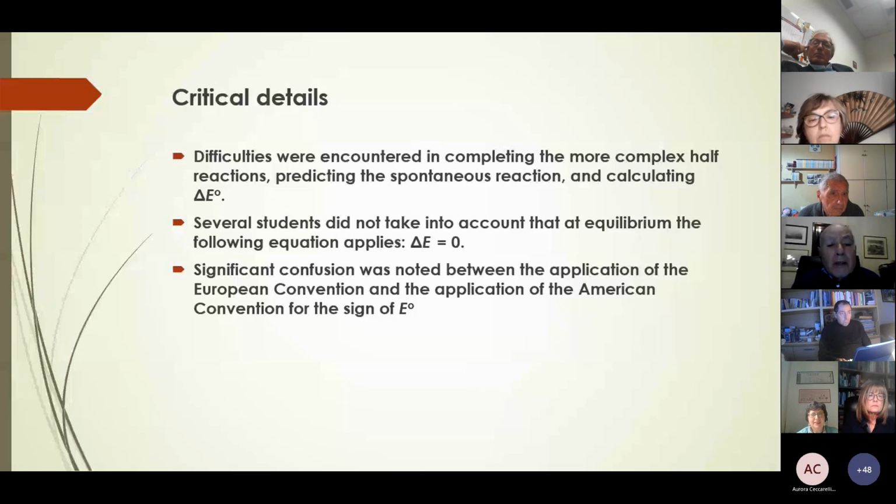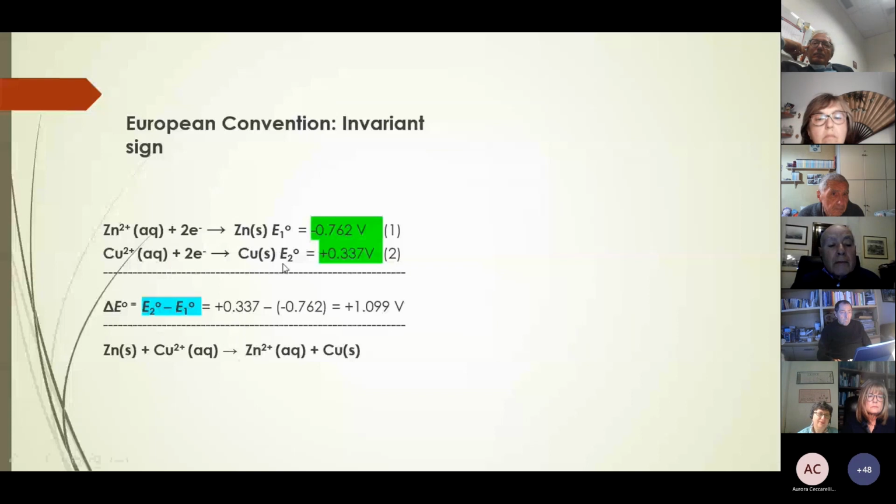If we consider the European Convention, we have an invariant sign for the electrode potential. Here I write the half reactions as reductions. This is a common practice, a recommended practice. And here the values and signs of the potentials coincide with the so-called standard electrode potentials according to the European Convention. If I want to calculate here the standard potential of the cell, I have to subtract the smaller value from the larger value. So here I arrive at a value of plus 1.99, and this positive sign shows a spontaneous reaction. And the overall reaction is here.